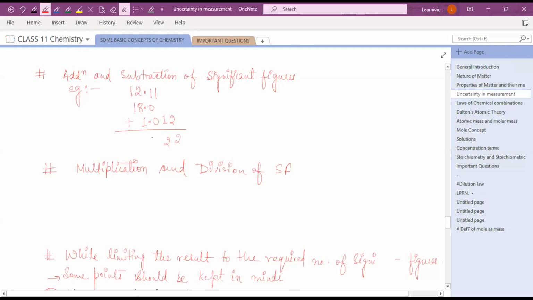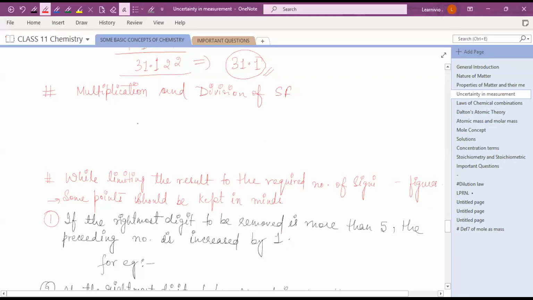So the result is 26.023. But after the decimal, we have to put just the minimum number of digits. In the final answer, you have to write only one digit after the decimal. This is the standard form. Just remember you have to put only one digit after the decimal. So this is 26.0. It's very easy.